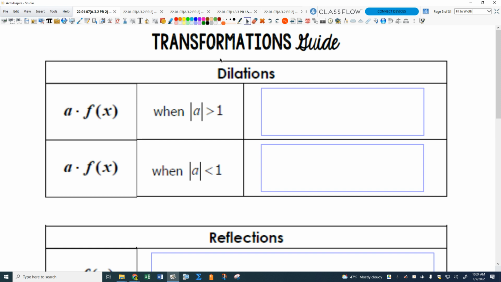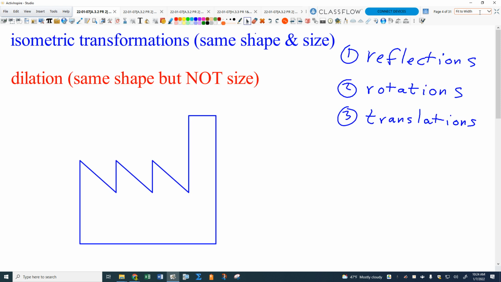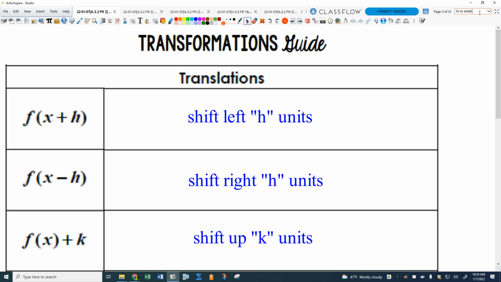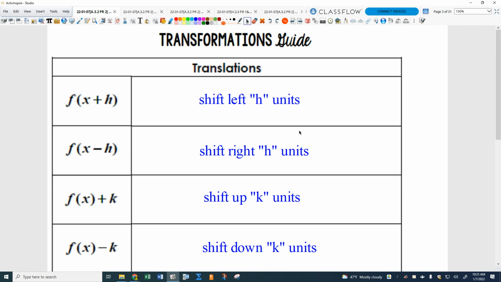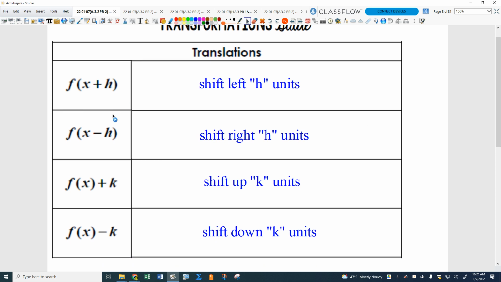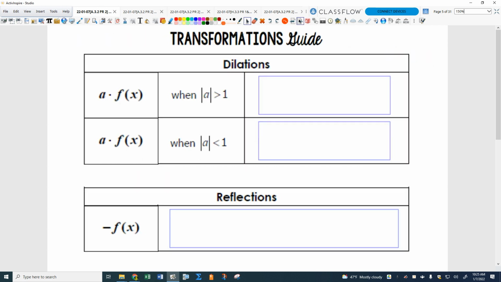Okay, so yesterday, remember, we looked at the impact that adding or subtracting h inside the function had, or adding or subtracting a number, call it k, outside of the function, right? And today we're going to look at what happens when we multiply a number out front by the function, the coefficient. So this is the vertical dilation factor, okay?